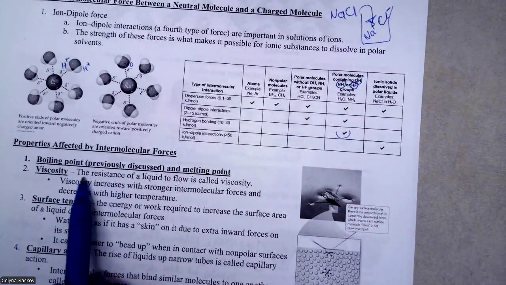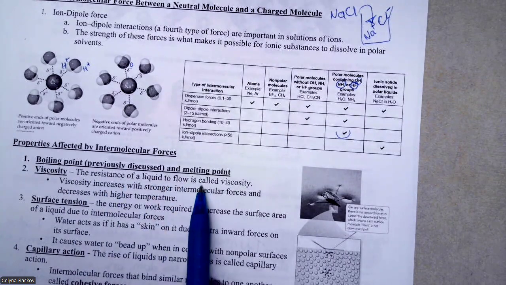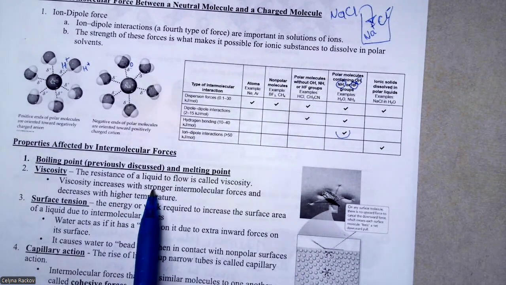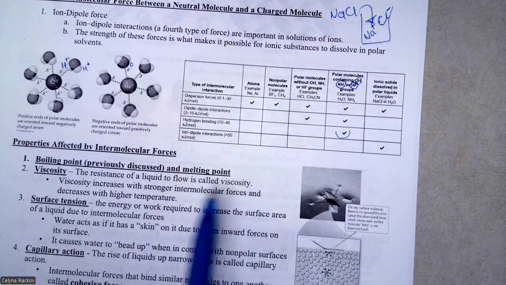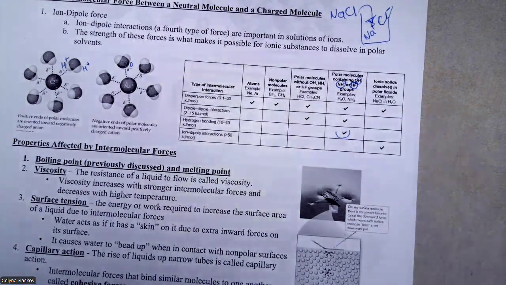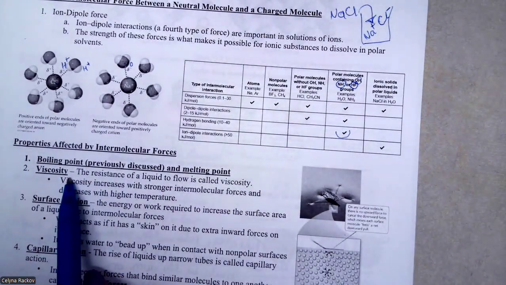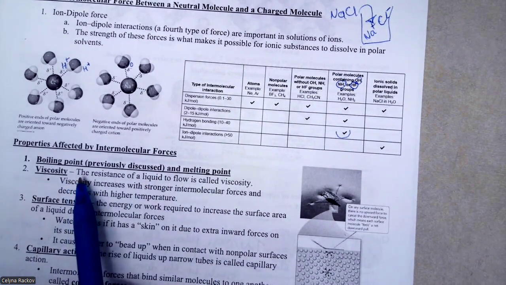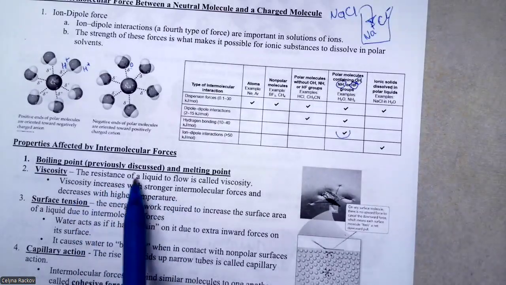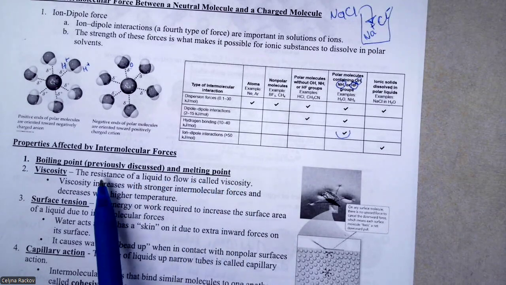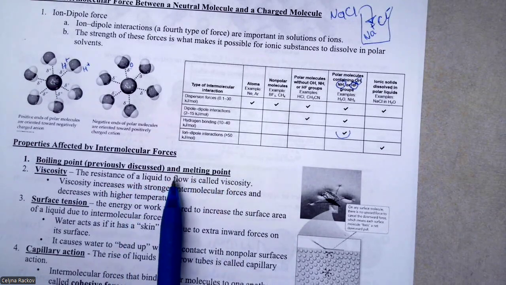Viscosity. Viscosity is the resistance of a liquid to flow. The viscosity increases with stronger intermolecular forces and decreases with higher temperature. That makes sense, right? If the forces are stronger, they'll have more resistance to flow. Stronger intermolecular forces mean the resistance to flow will increase.